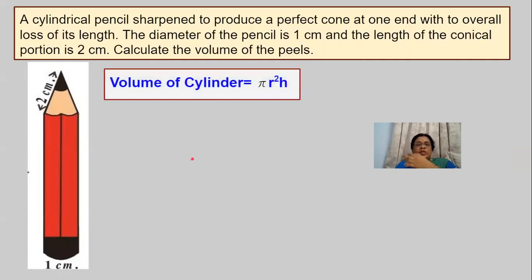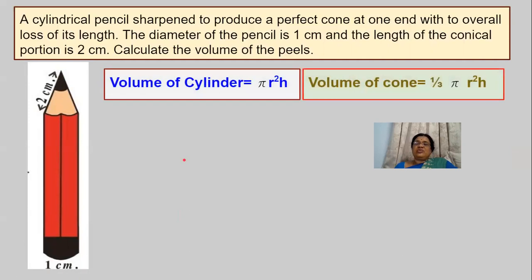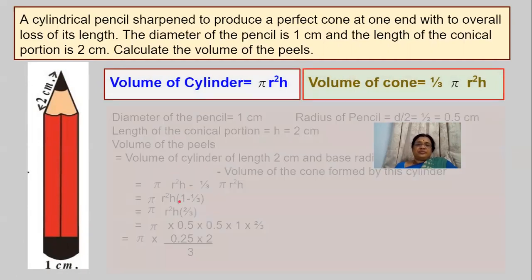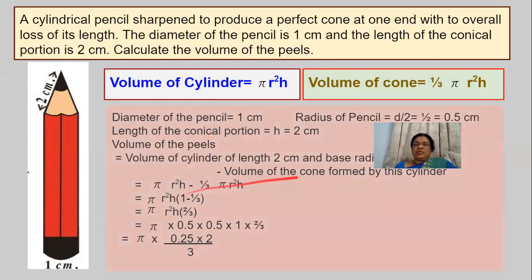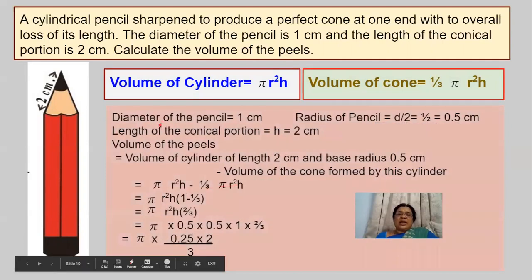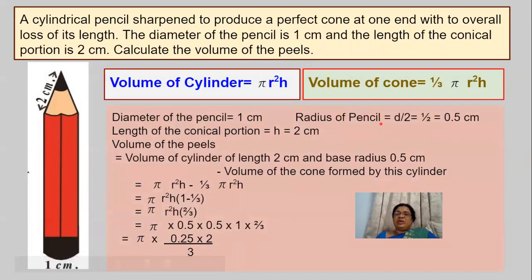So here, what do we need? We need the volume of the cylinder and the volume of the cone. Look at this problem. The diameter of the pencil is 1 centimeter. The radius of the pencil will be the diameter by 2, that is equal to 0.5 centimeters. The length of the conical portion, that is the height, is given. It is 2 centimeters.